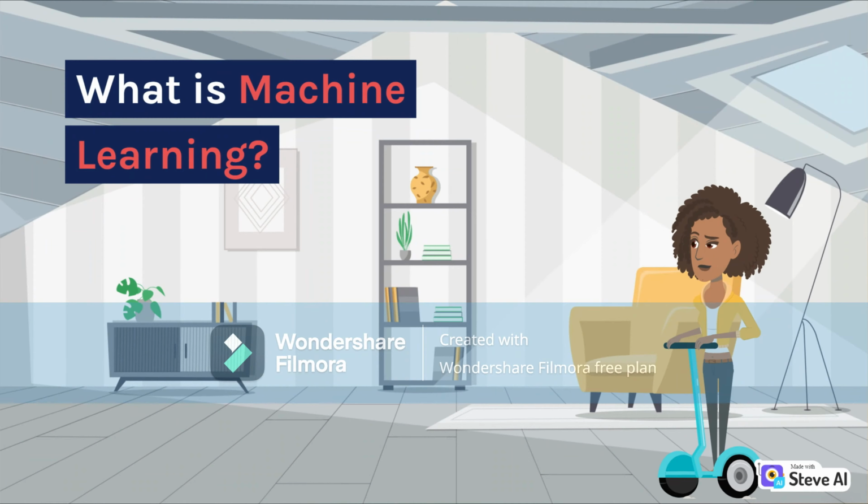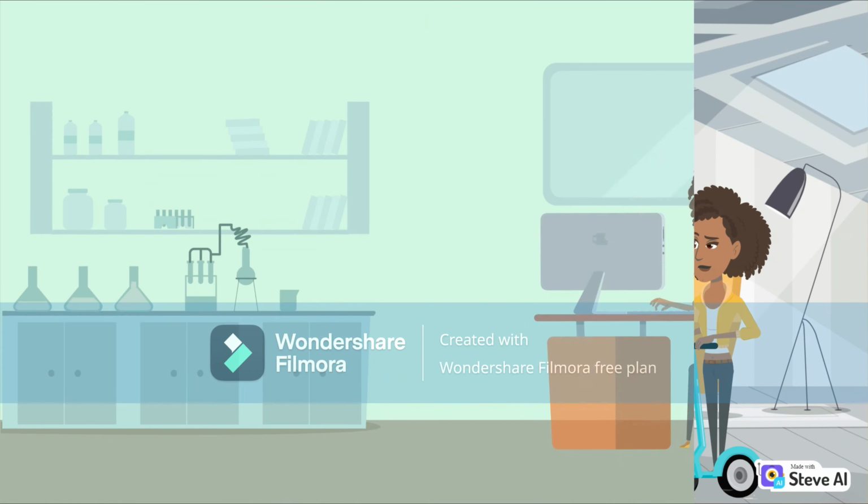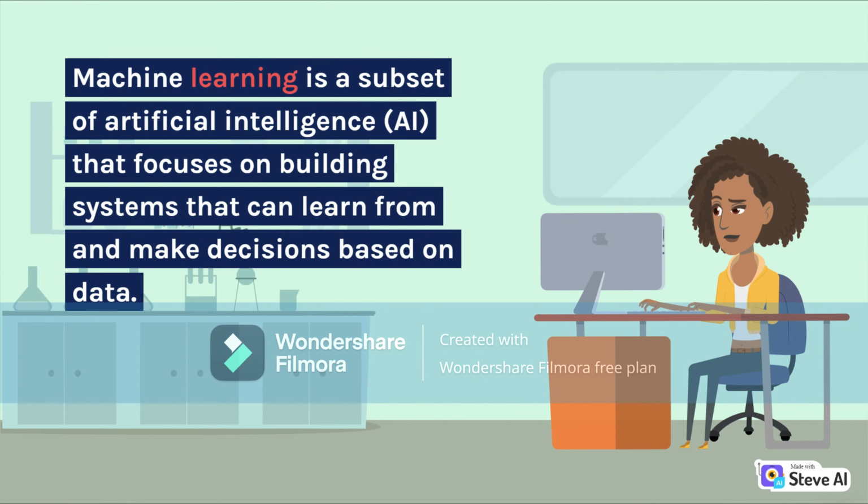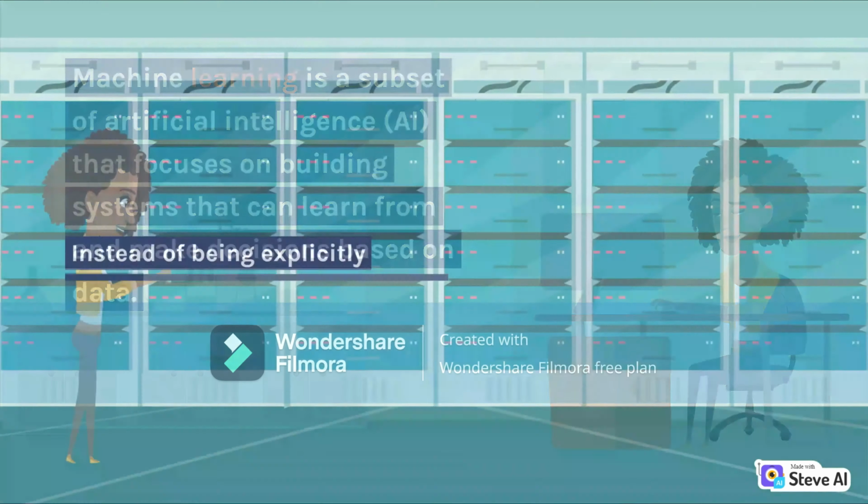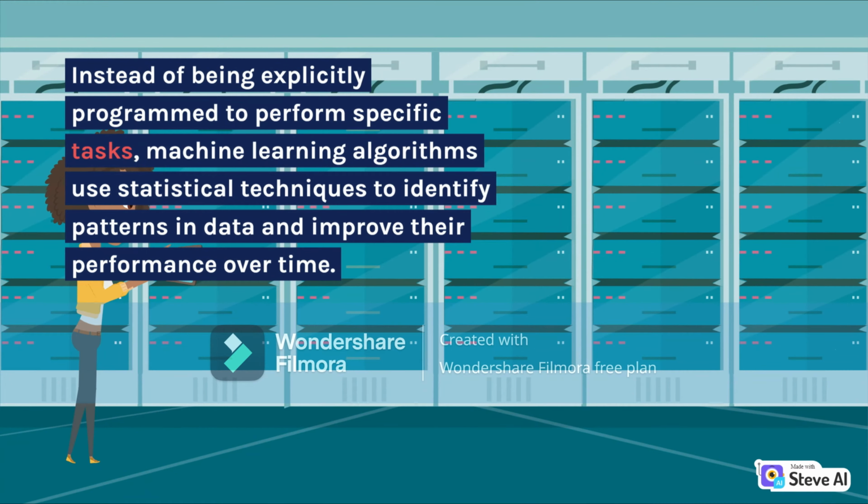What is machine learning? Machine learning is a subset of artificial intelligence, AI, that focuses on building systems that can learn from and make decisions based on data. Instead of being explicitly programmed to perform specific tasks, machine learning algorithms use statistical techniques to identify patterns in data and improve their performance over time.